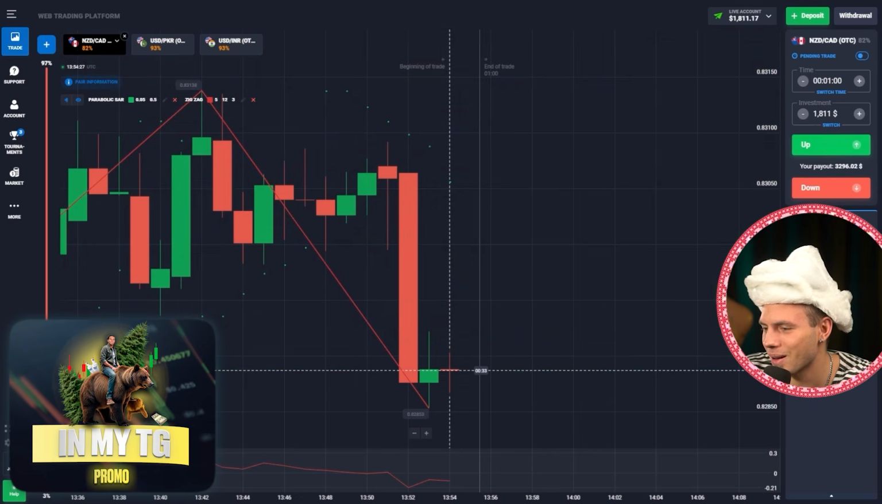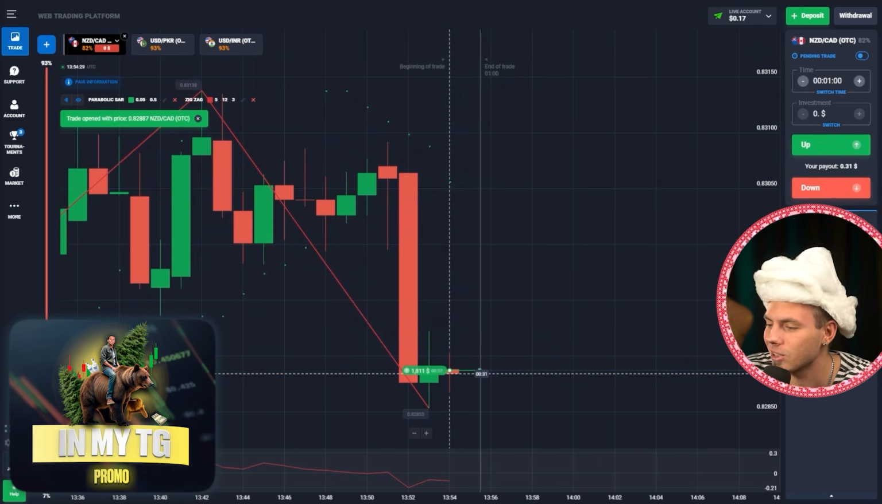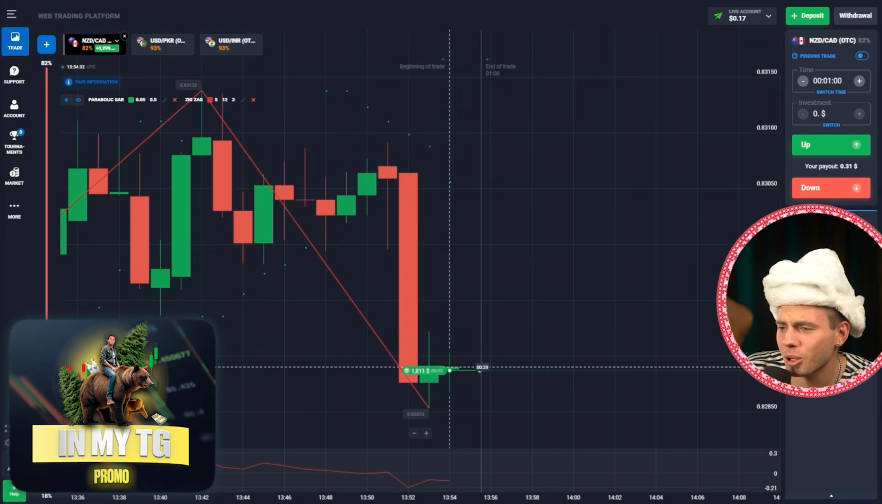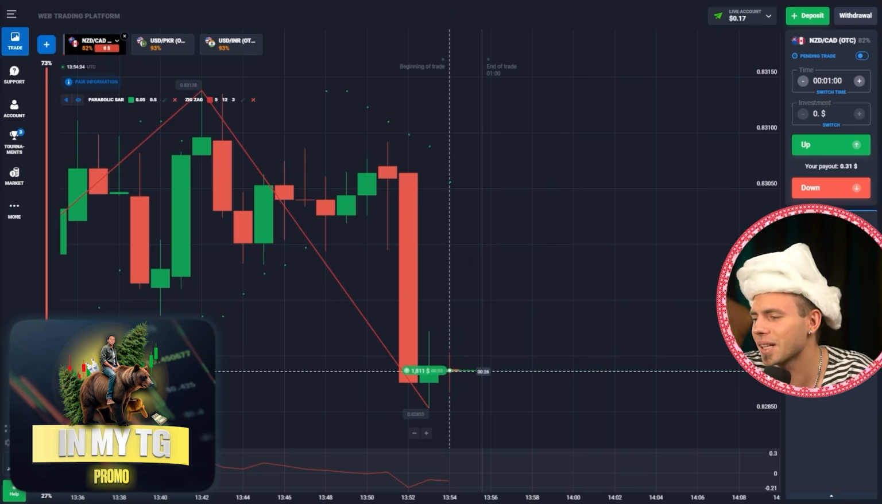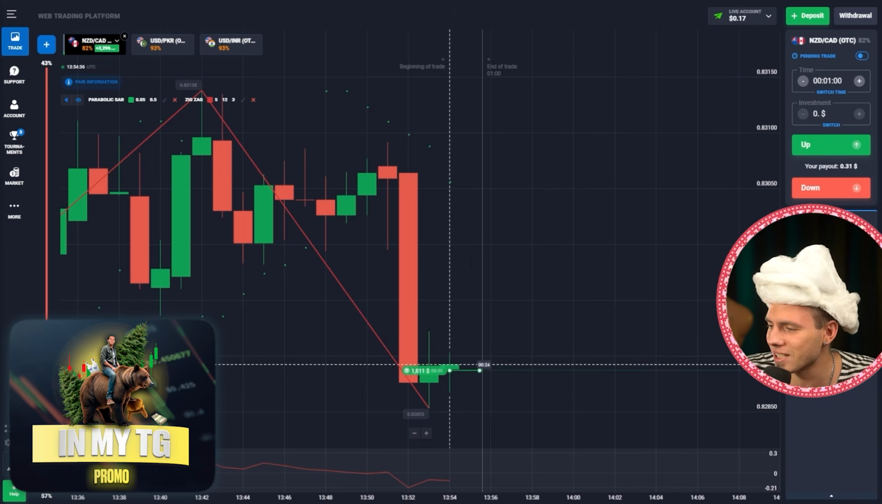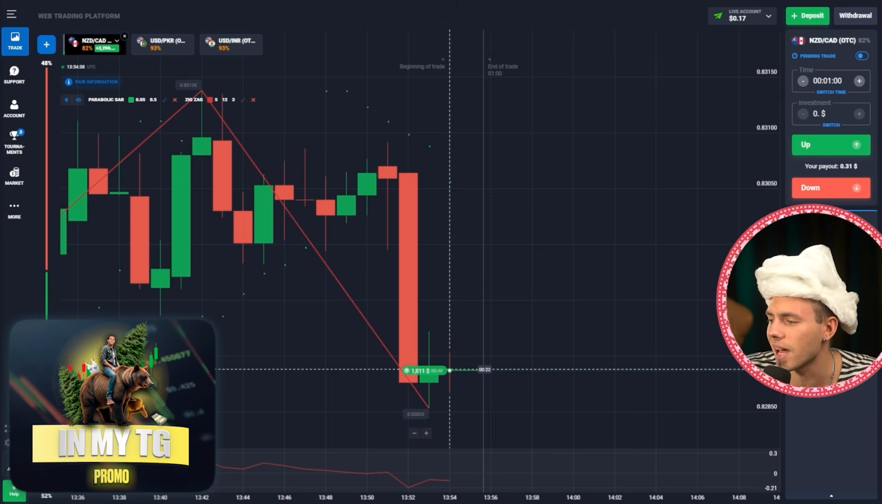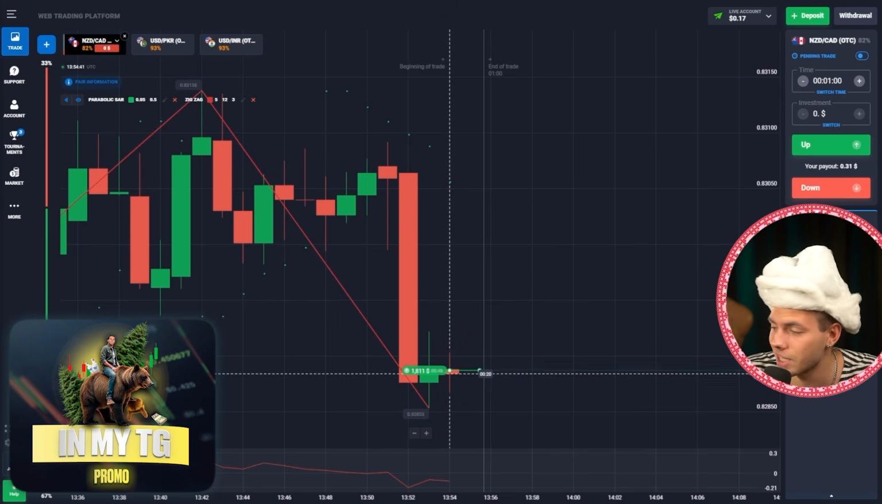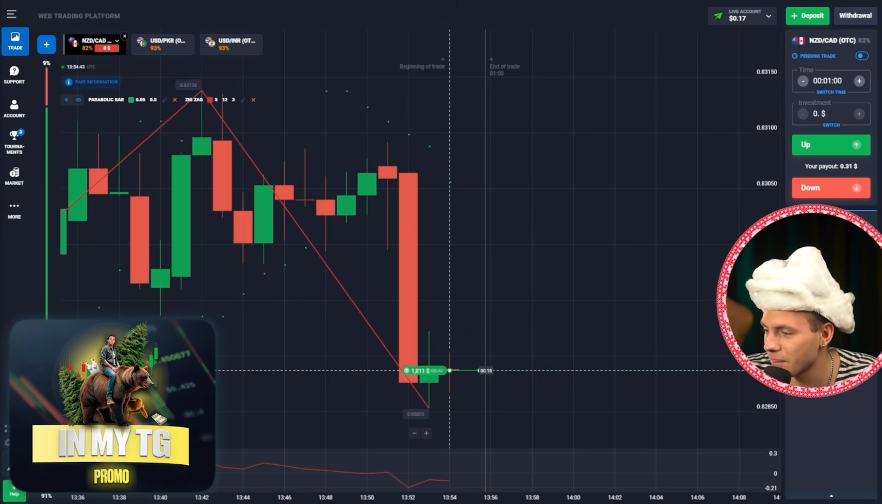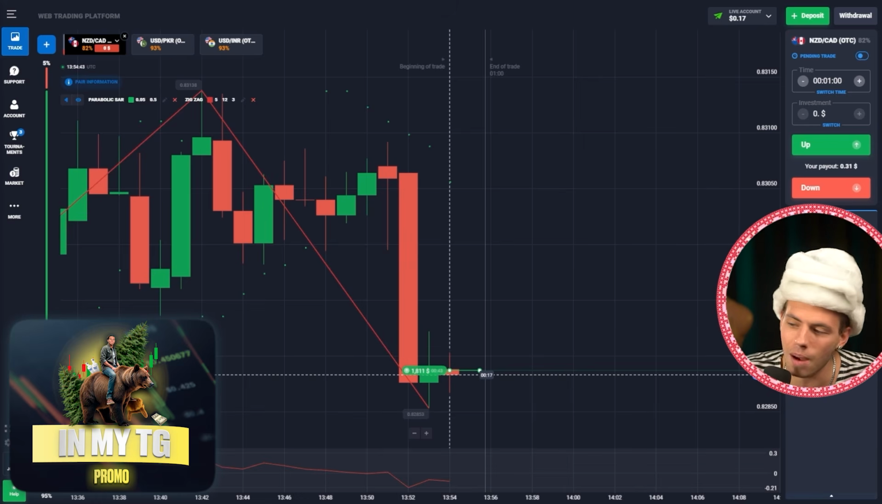Set the amount right now, and I'm opening a buy trade over here. So what pair do we have? We got New Zealand dollar to the Canadian dollar. Interesting. Very large abnormal bearish candle over here, you see. We expect a bounce from the local oversold zone upwards right now.